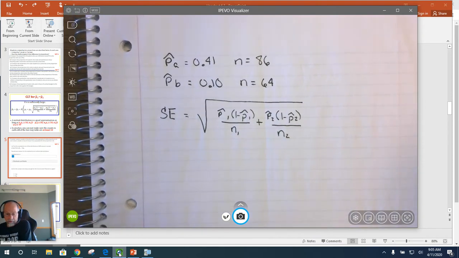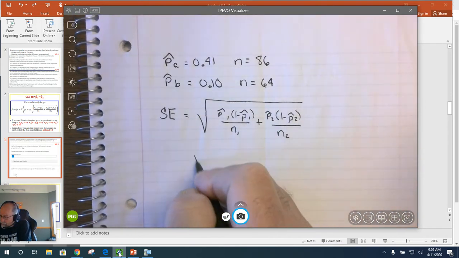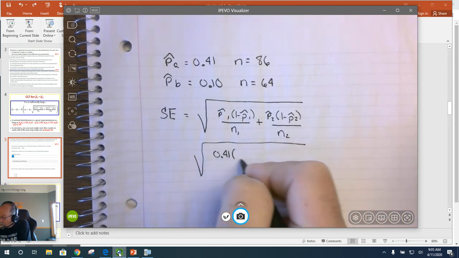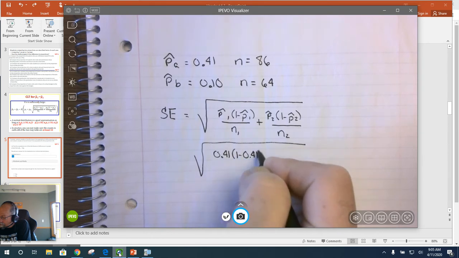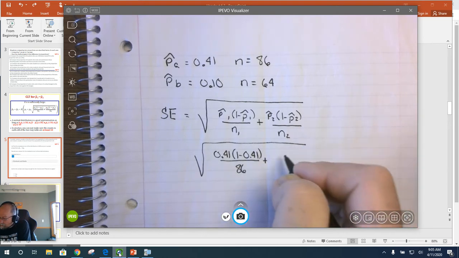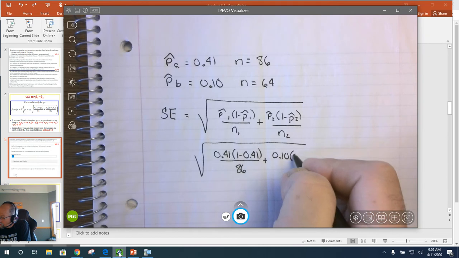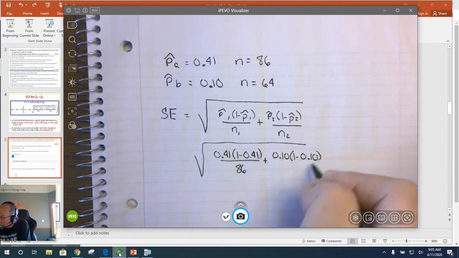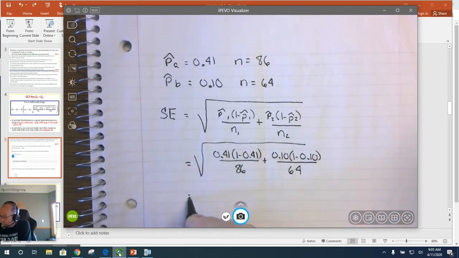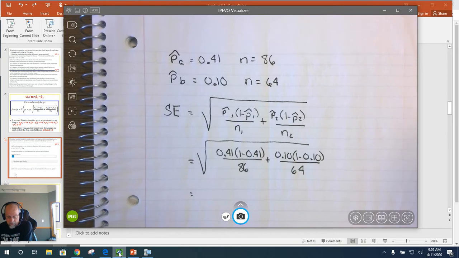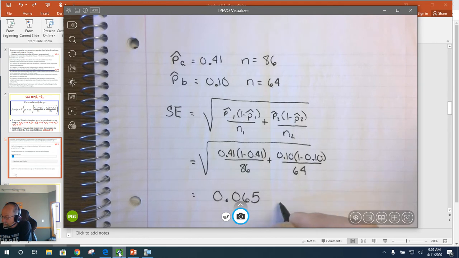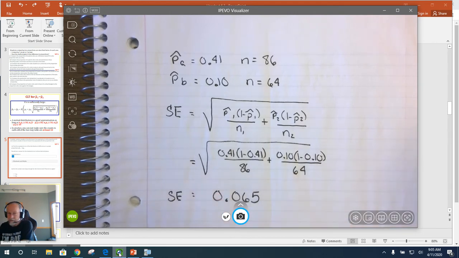So let's plug some numbers in. So we have the root of 0.41 times 1 minus 0.41. The n size for this one was 86. Plus the second one was 0.10 times 1 minus 0.10. And the second set was 64. Take your calculator, plug all that in, and 0.065. That's my standard error.